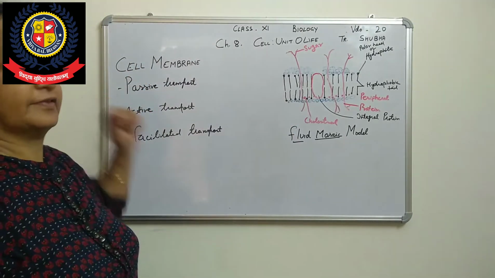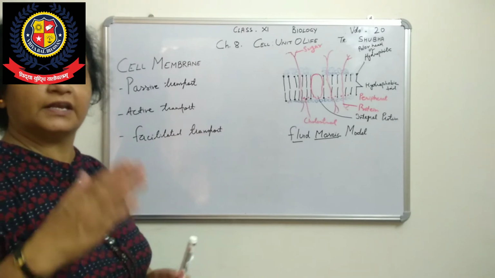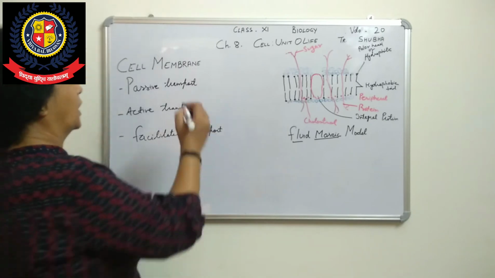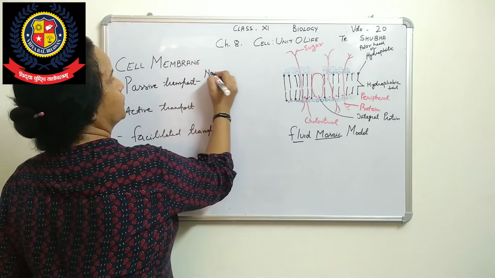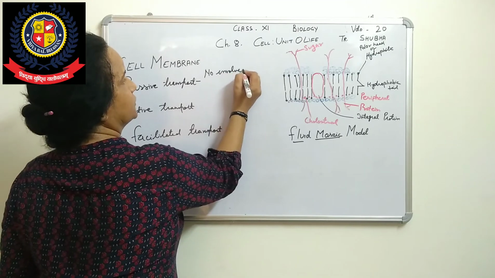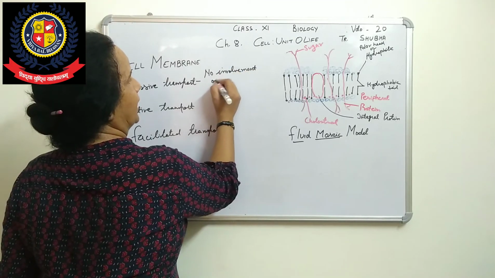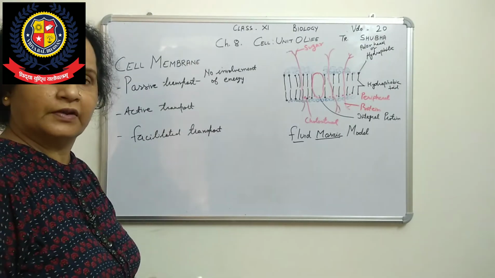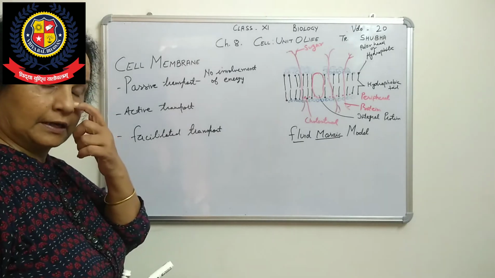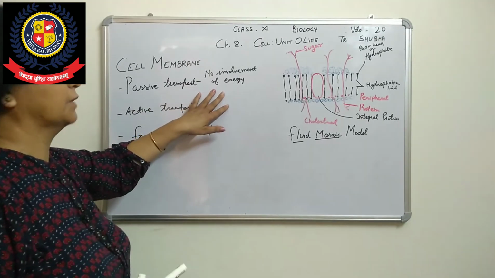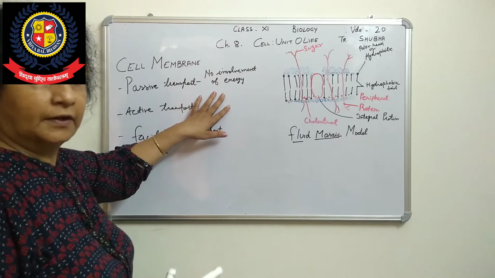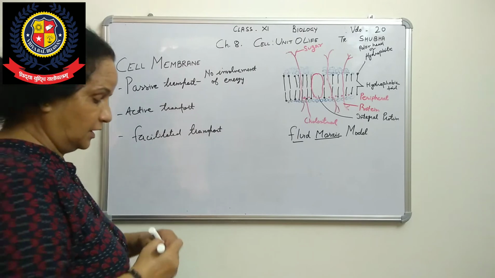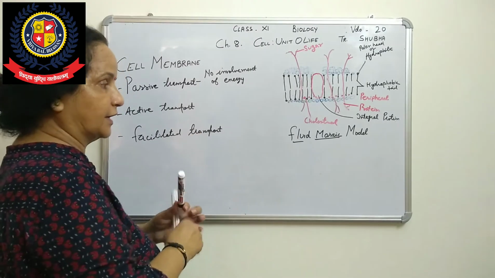So we talk about what is passive. Passive means without any investment of energy, without any expenditure of energy, or you can say no involvement of energy. Without energy they can move. How can they move then? When they are not expending energy, the molecules are transporting through here and there, crossing the wall. So why? How? That will depend on the concentration gradient.